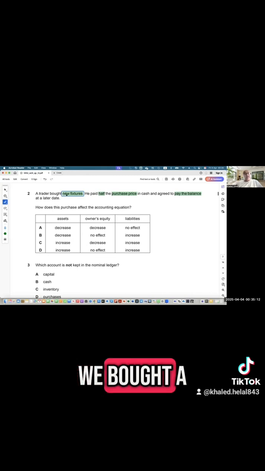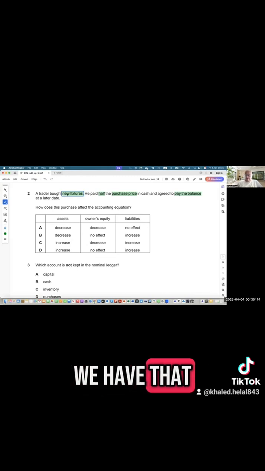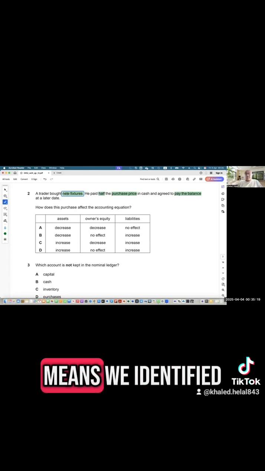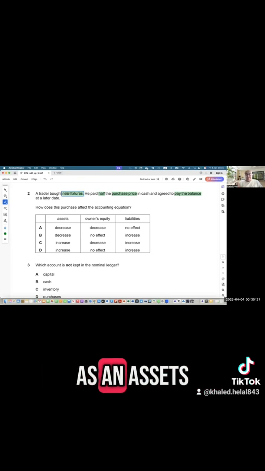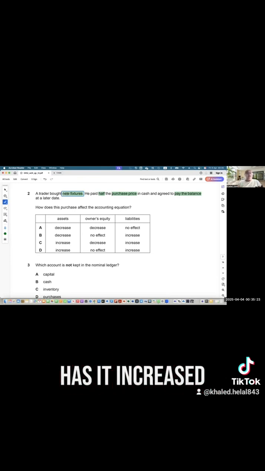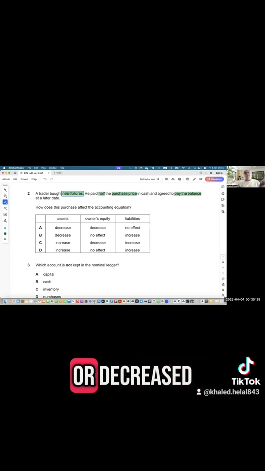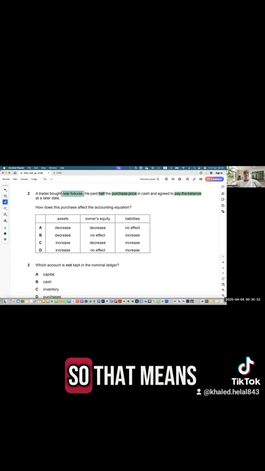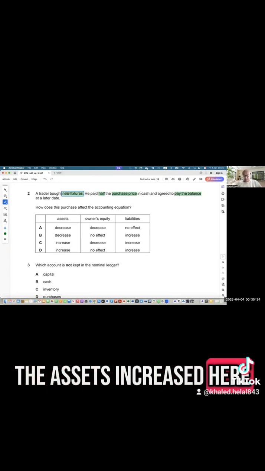So the question here, number one, let's go to the table. We bought a new fixture. Did we have that fixture before? No, we bought a new one. So that means we identified it as an asset, a non-current asset. Has it increased or decreased? Actually we bought a new fixture, so we added a new fixture to us. So that means the assets increased here.